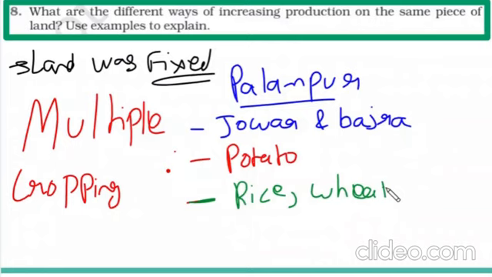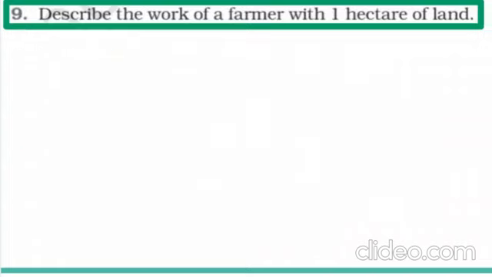An example is Palampur itself, where the farmers are growing jowar and bajra during the rainy season as kharif crops, followed by potato between October to December, and wheat, which is sown in the winter season as a rabi crop. So this was our eighth answer.